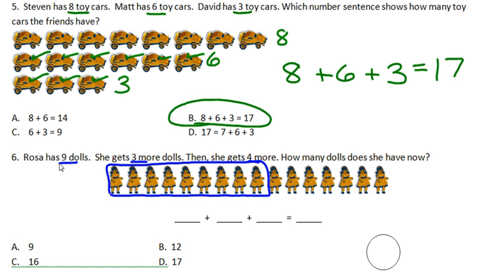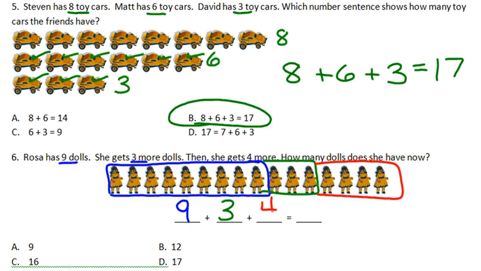Oops, I'm sorry. They had lines there for me. I'll put it on the first line. 9. Then we know she gets 3 more. So later she gets 3 more dolls. I add 3. And then she gets, it says here, 4 more dolls. So I'm going to add 4. So my equation is 9 plus 3 plus 4. And now I need to find my sum. There's several ways to do it. I have lots of strategies, but since I have pictures here, I'm going to go ahead and use the counting strategy. That's 1, 2, 3, 4, 5, 6, 7, 8, 9, 10, 11, 12, 13, 14, 15, 16. So 9 plus 3 plus 4 equals 16. She has 16 dolls now.